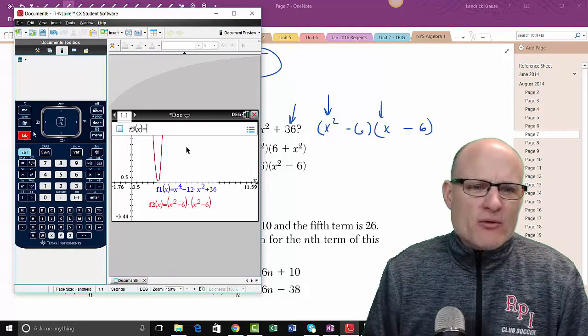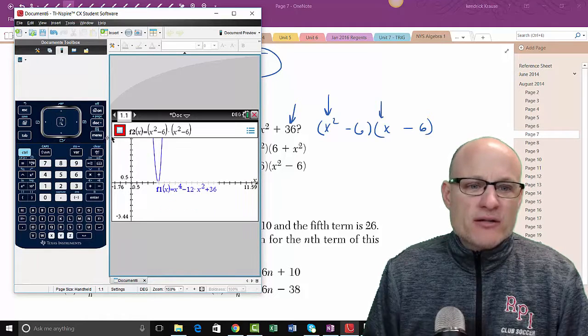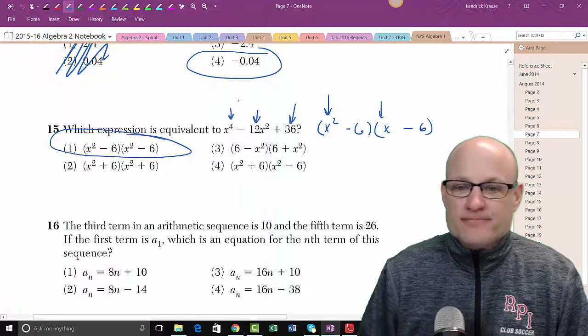If you don't know, if you're like, well, I wonder if that really is there, just go up here, check mark that. See, the blue one's gone, red one, blue one, red one. Beautiful, answer, done.